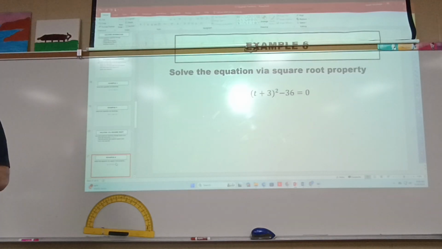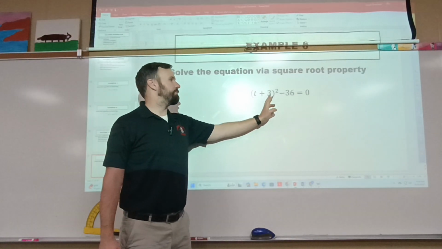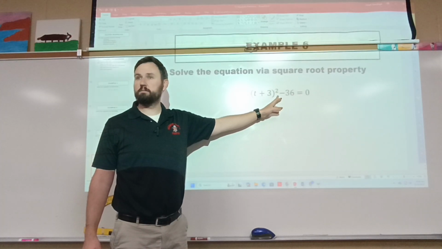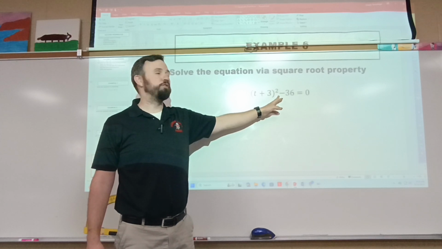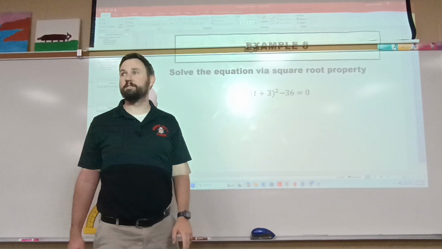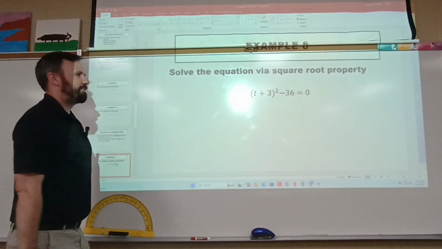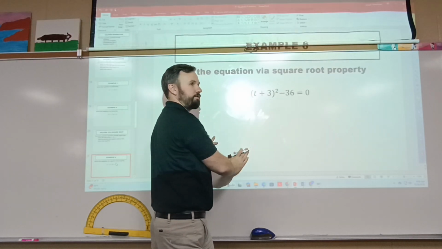Now, let's say you get in a dill of a pickle. You're in the brine, and you see this problem. Could you FOIL this out and then quadratic it or try to factor it? You could. That's a lot of work. Well, if I told you I can solve this in 3 steps without doing all that work? Math magic. All right. What you do is you get the square by itself.